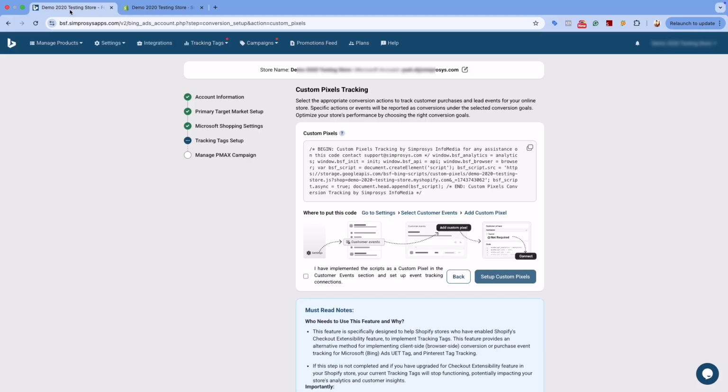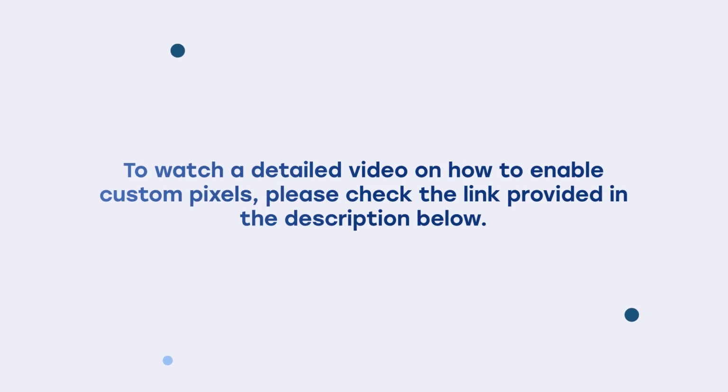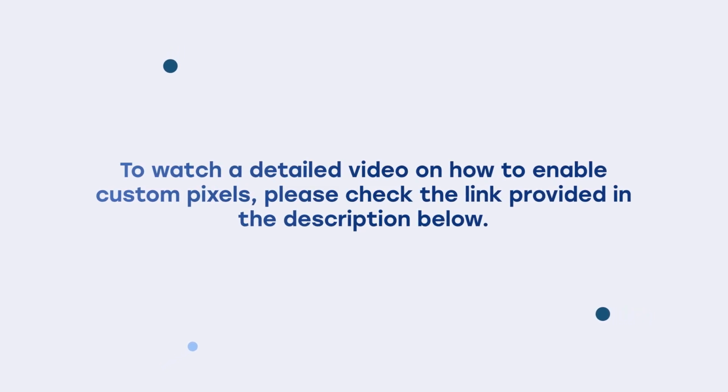Coming back to our app, select the checkbox and click on Set up Custom Pixels. To watch a detailed video on how to enable custom pixels, please check the link provided in the description below.